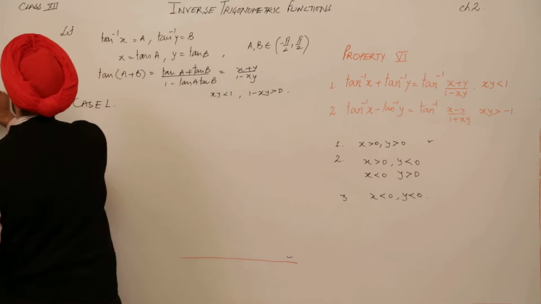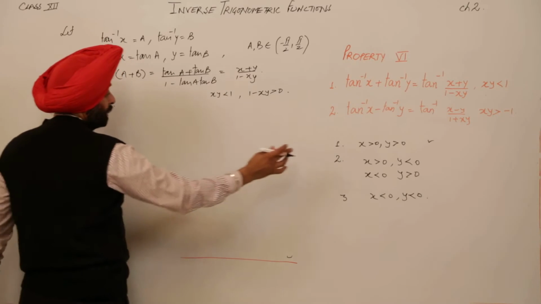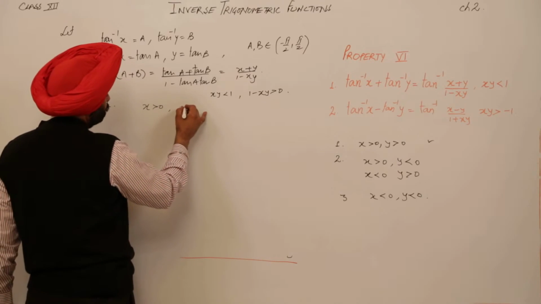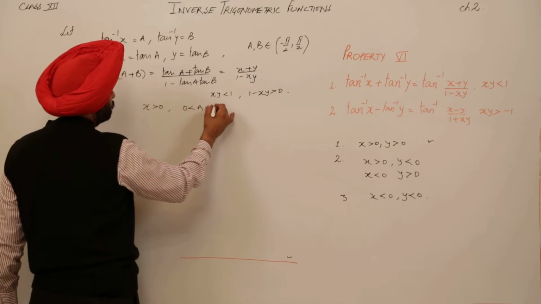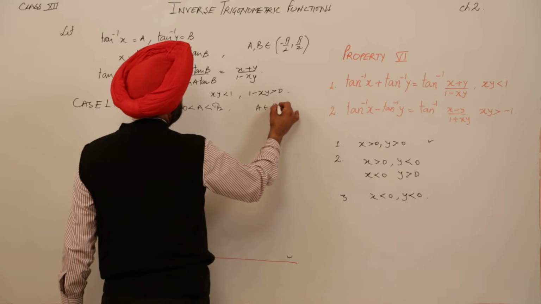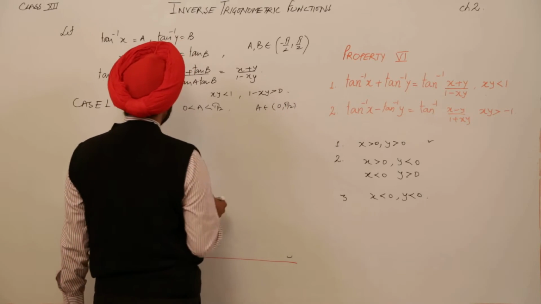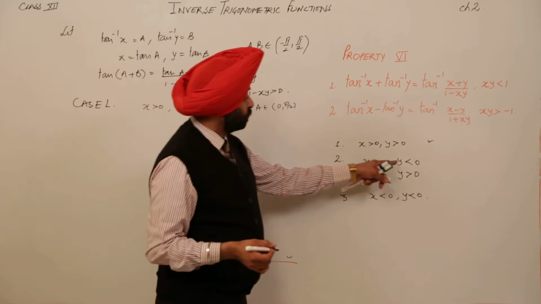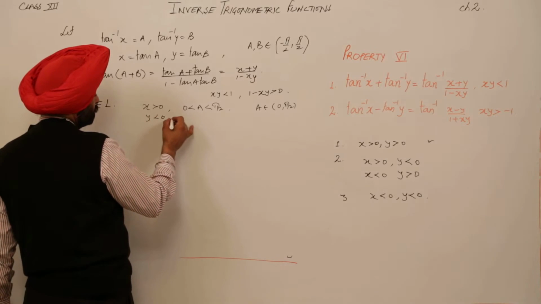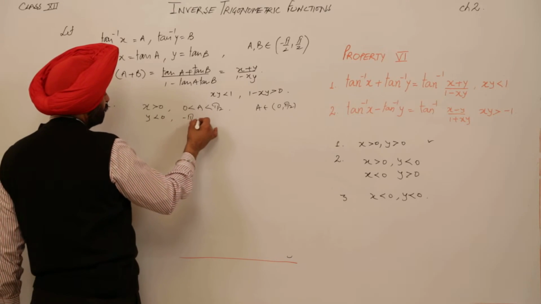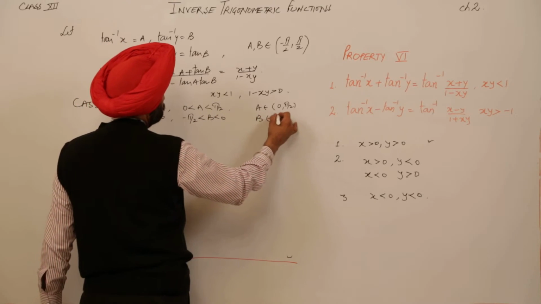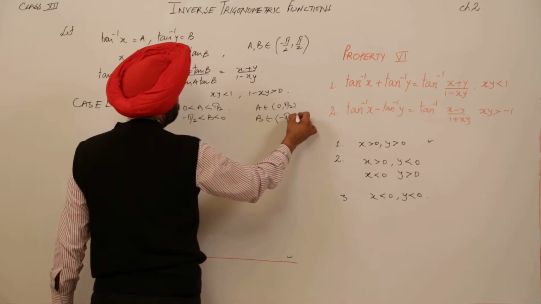For case 2, we have x greater than 0. It shows that 0 is less than a is less than pi by 2, so a belongs to (0, pi by 2). Now second is when x is greater than 0 and y is less than 0. So here y is less than 0, then we have minus pi by 2 is less than b is less than 0. Here b belongs to (minus pi by 2, 0).